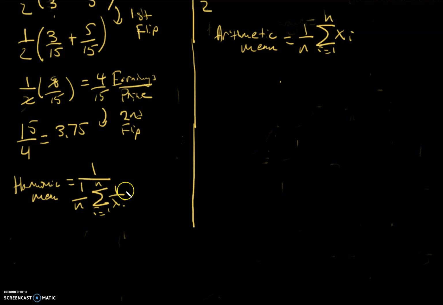This right here, 1 divided by xi, well, that's a flipping. This flip corresponds to this flip right here. And then this guy right here, 1 divided by this whole term, well, that's another flipping. And this corresponds to the second flip that we did up here. So hopefully that gives you some intuition as to what's going on with the harmonic mean.